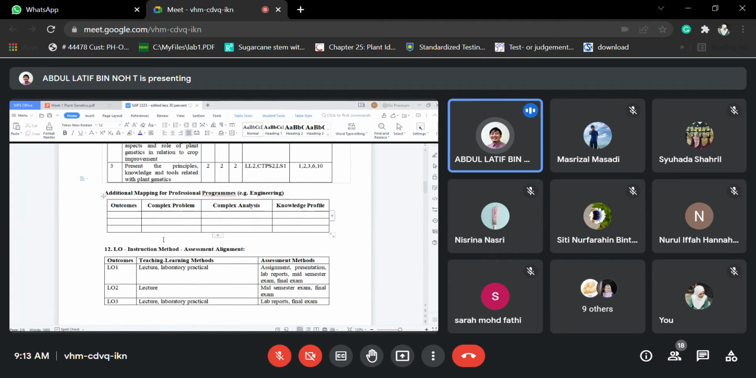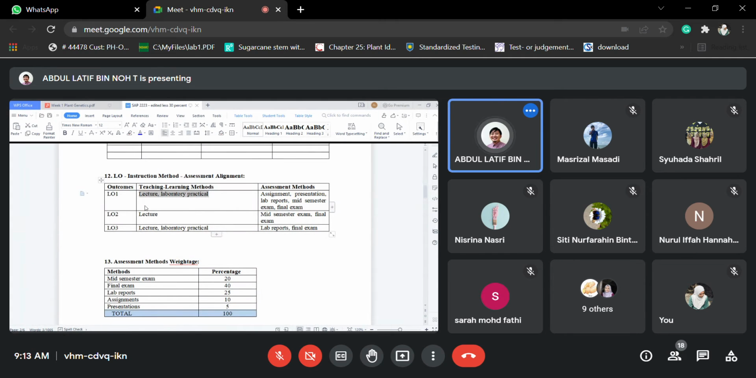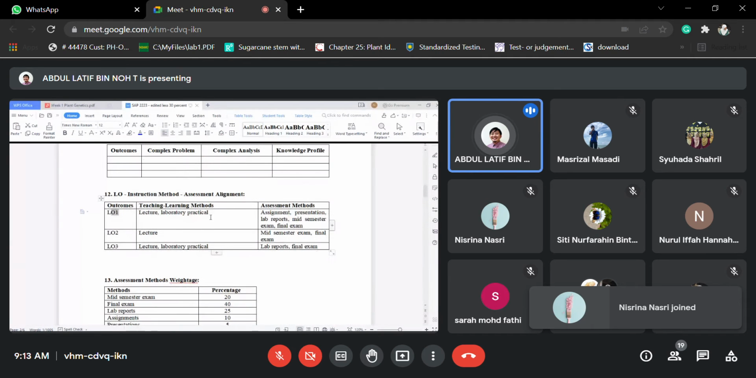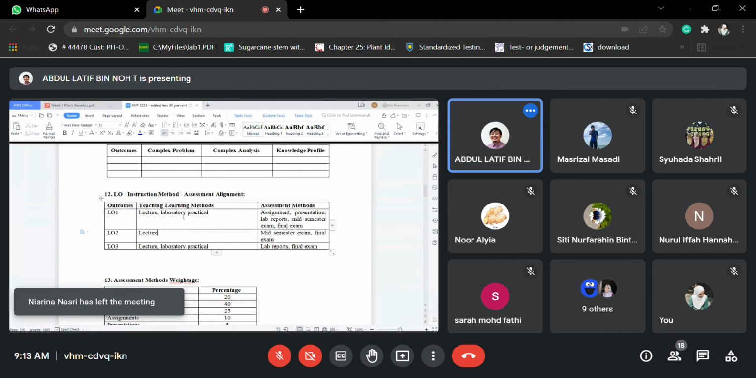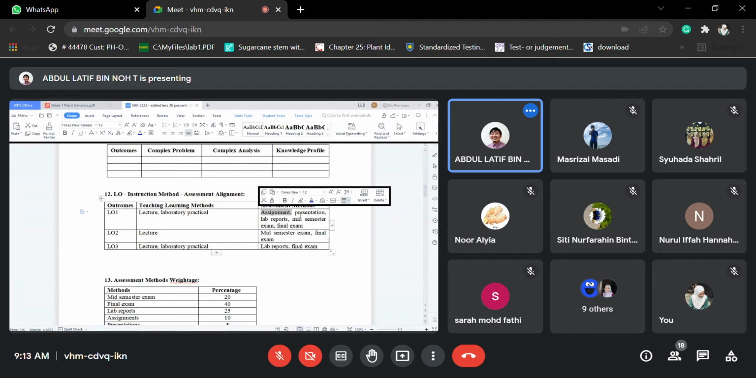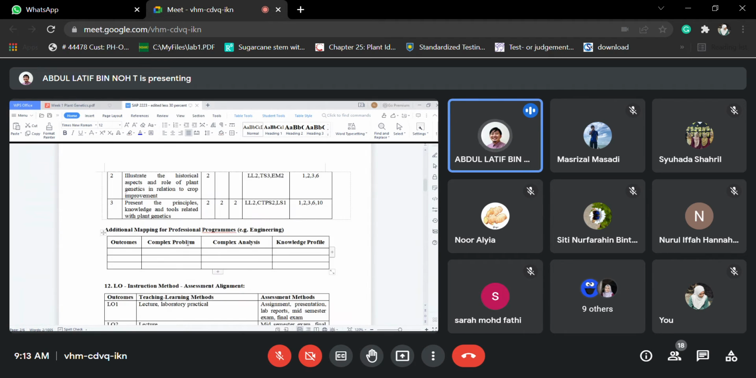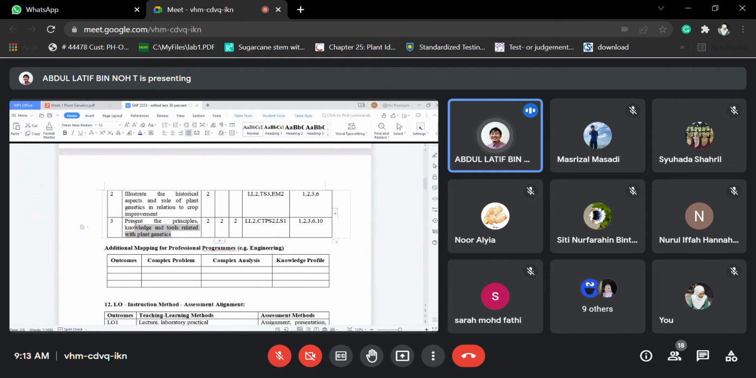Right? So the next one, this is our teaching ataupun the assessment lah. Will be lecture, laboratory practicals. Nampak tak ni? LOI 1, learning outcome 1 ni. Alright, this is the one. So we will have the practical session dengan lectures. 3 pun sama practical session dengan lectures. So which mean that dekat sini, we will not be there. Dekat practical session. And you guys can realize dekat sini kita ada assignment, presentation, lab report, mid semester exam dengan final exam. So this is what will be some of the outcome for the midterm and for the exam. So which mean that LOE 3 ni dia dekat final saja. Alright, which mean that this one is present the principal knowledge and tools related with plant genetics.